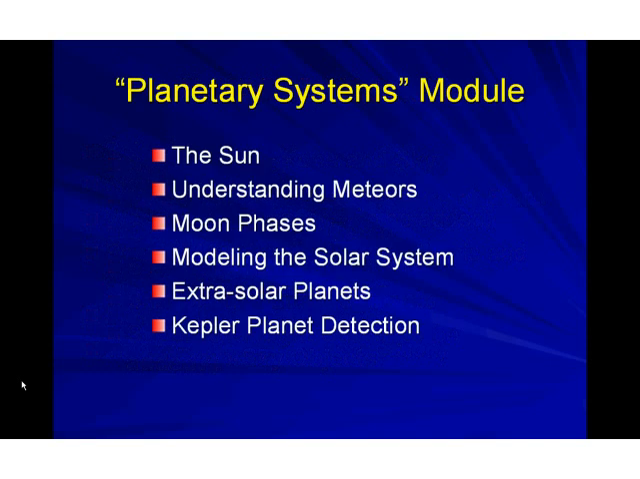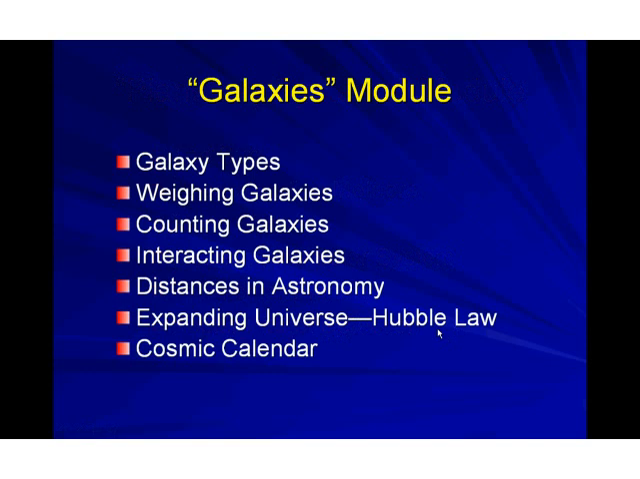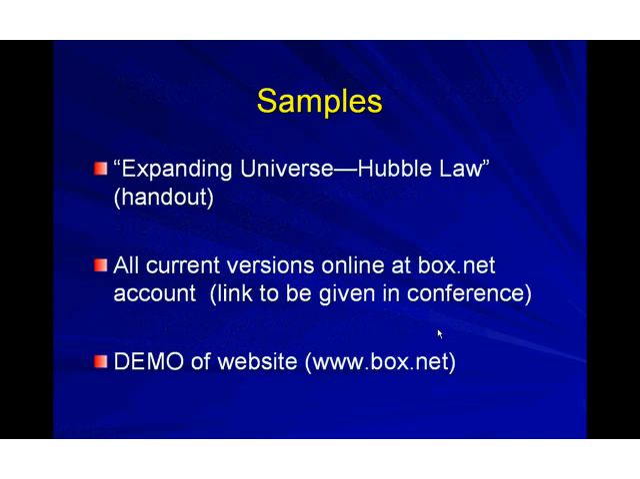Planetary systems module. And you'll notice we've got Kepler extrasolar planets and Kepler planet detection. This is actually using the online Kepler program to locate exoplanets. And then finally, the galaxies modules, out of which we just did the expanding universe. So, we've done a sample. I was actually originally going to do it at the end, but we did it at the beginning, expanding universe. And all of these activities are at a particular site. I think that's my last slide, actually.